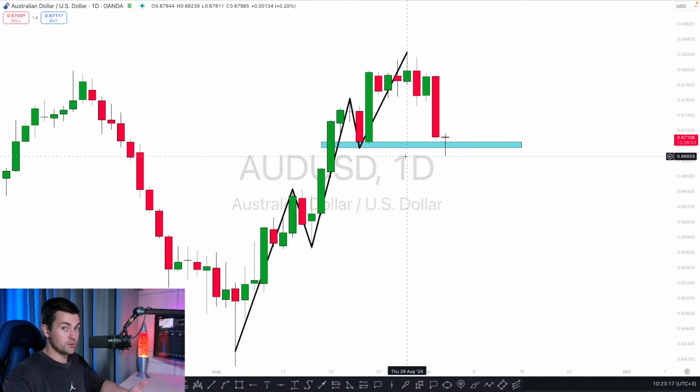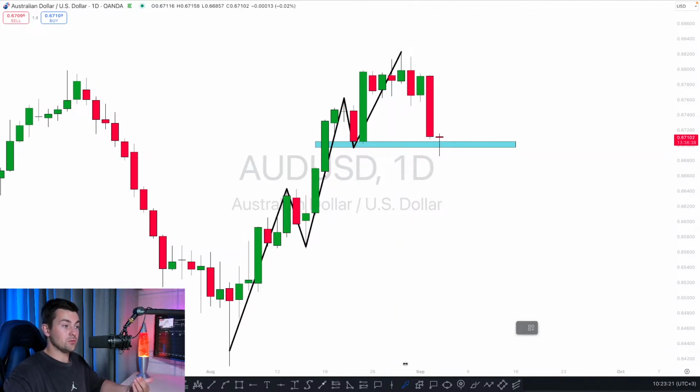And if you are studying smart money concepts trading, you definitely should always pay close attention to the level of the last higher low in a bullish trend. It is a very significant support.